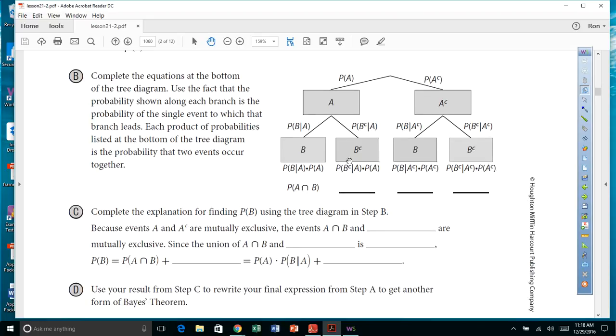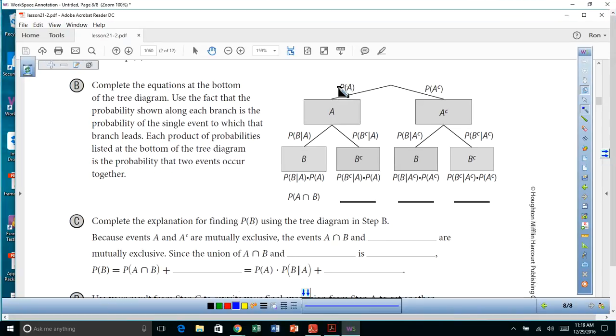Complete the equations at the bottom of the tree diagram. Use the fact that the probability shown along each branch is a probability of a single event to which the branch leads. Each product of probabilities listed at the bottom of the tree diagram is the probability that two events occur together. All right. So you have the probability of A, the probability of A complement, the probability of B given A, or the probability of B complement given A.